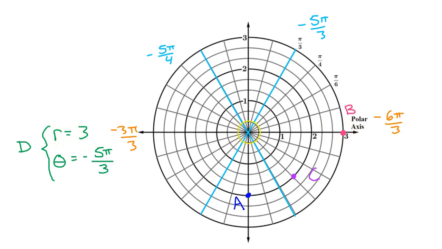Since the r value is 3, we begin by moving 3 from the origin. Next, we rotate to -5 pi over 3. And that's it. Point D is right here.